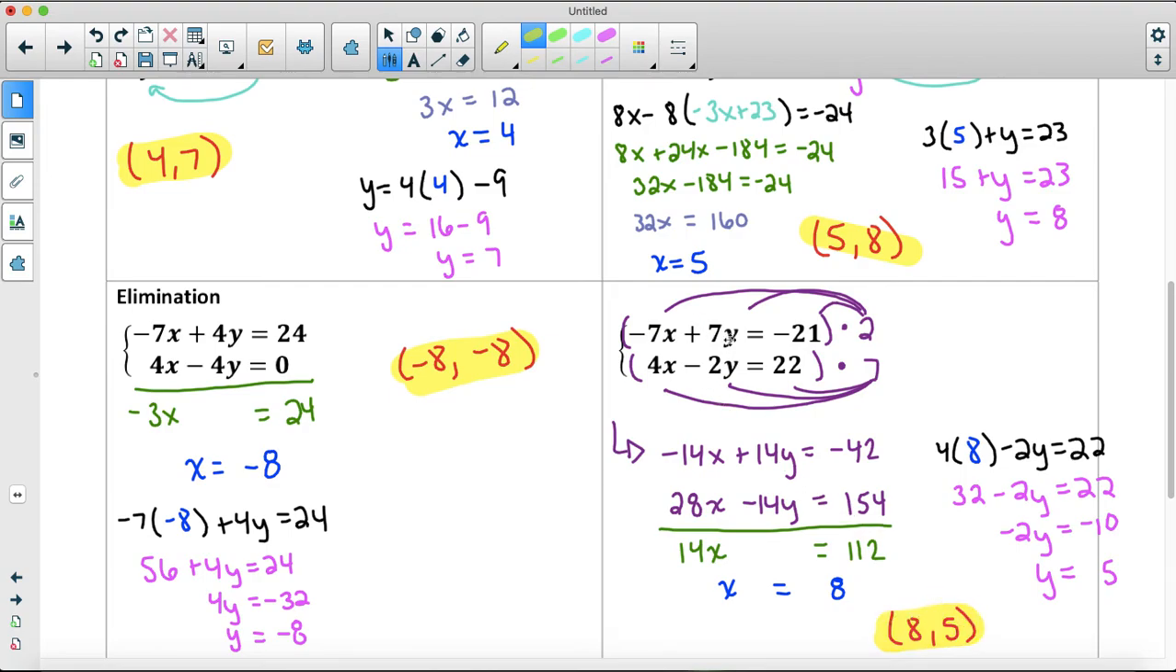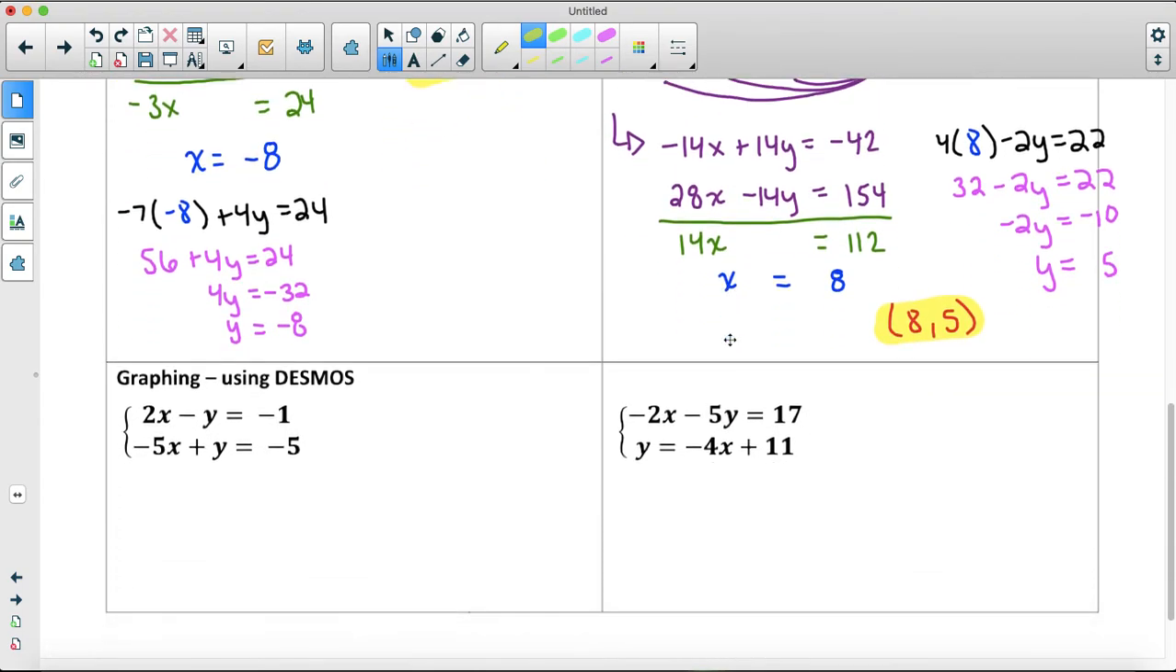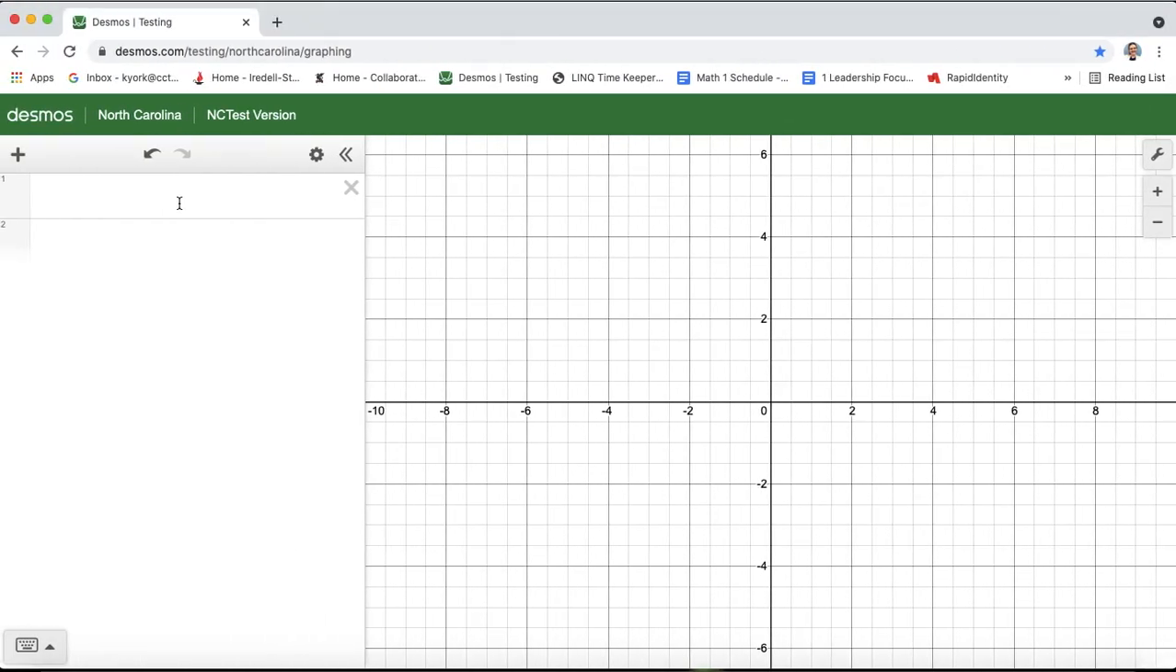The last method, which is graphing, can be done by changing these into slope-intercept form and finding the solution, or we can use Desmos. If we use Desmos, we're just going to type this in exactly as we see it. So 2x minus y equals -1, and negative 5x plus y equals -5. We type it in as we saw it. 2x minus y equals -1.